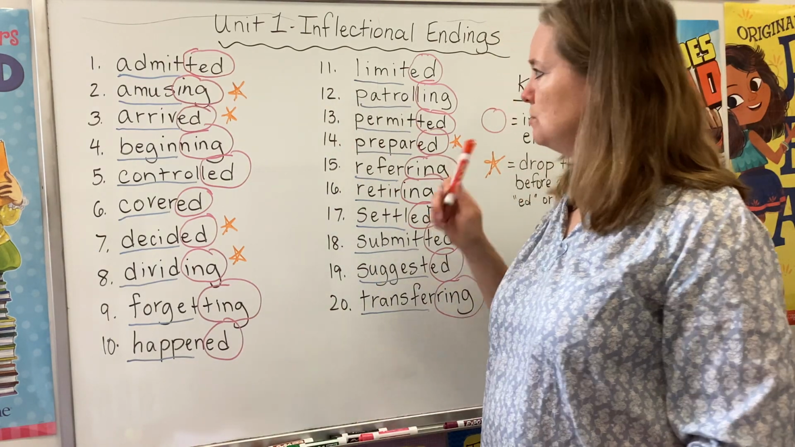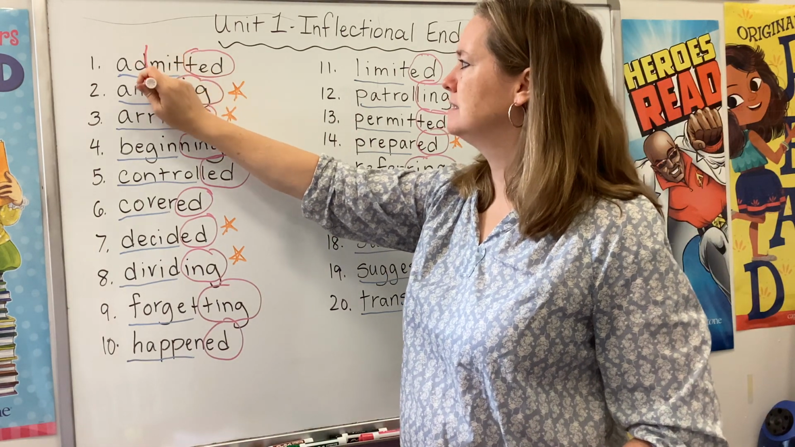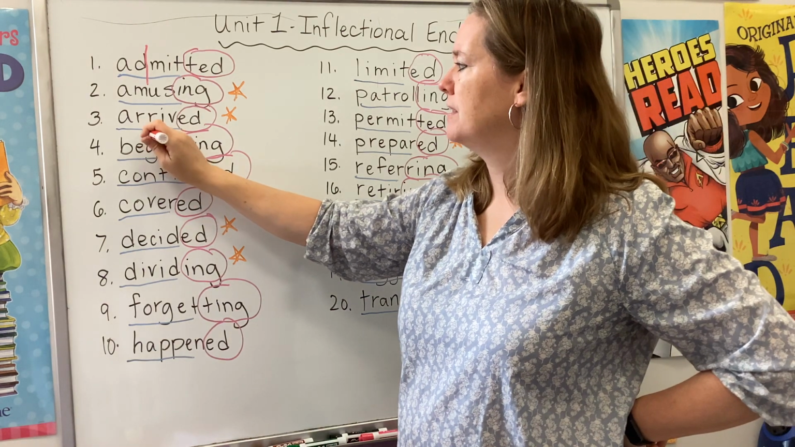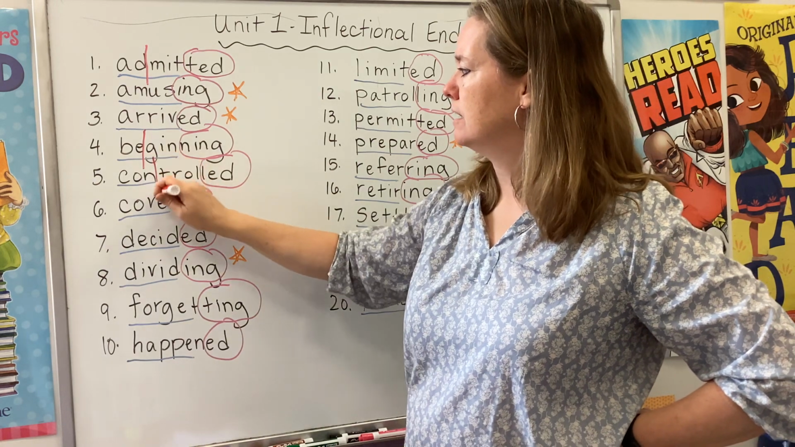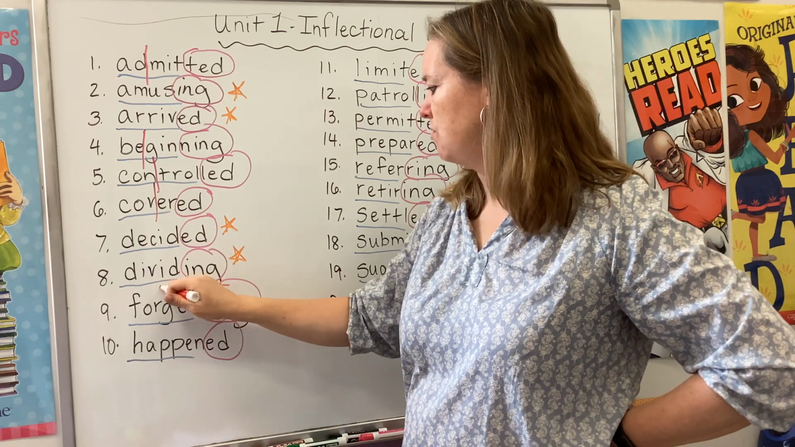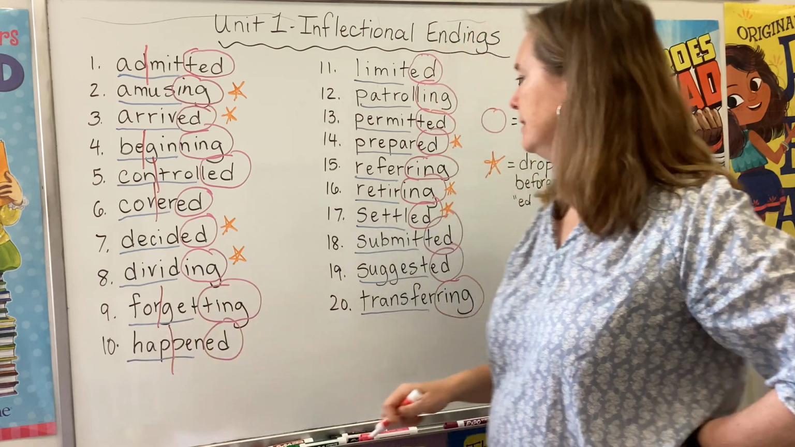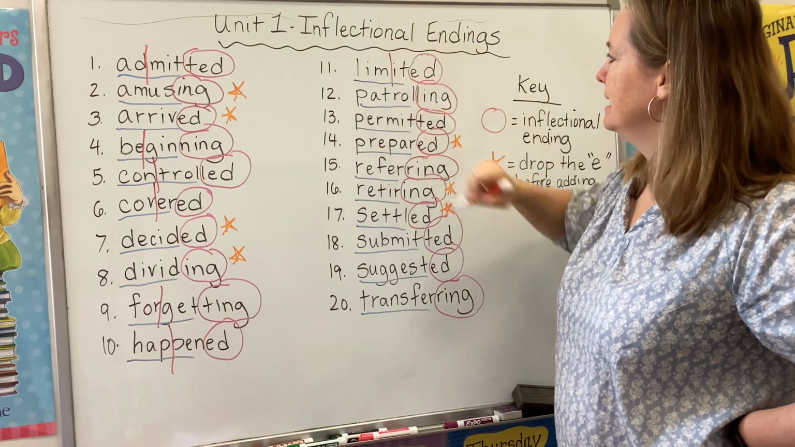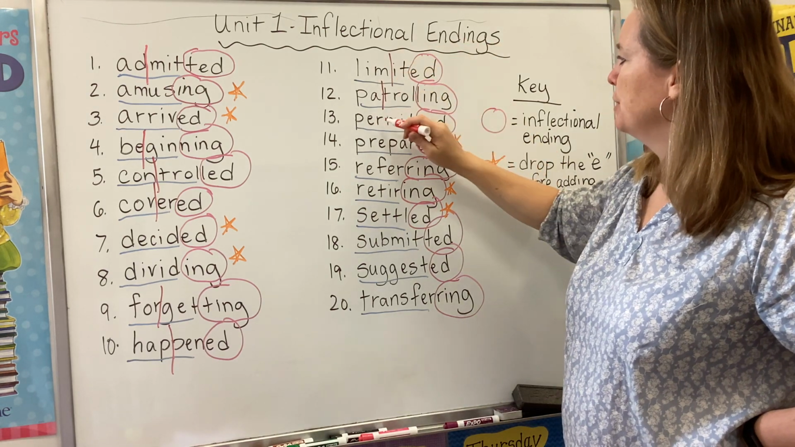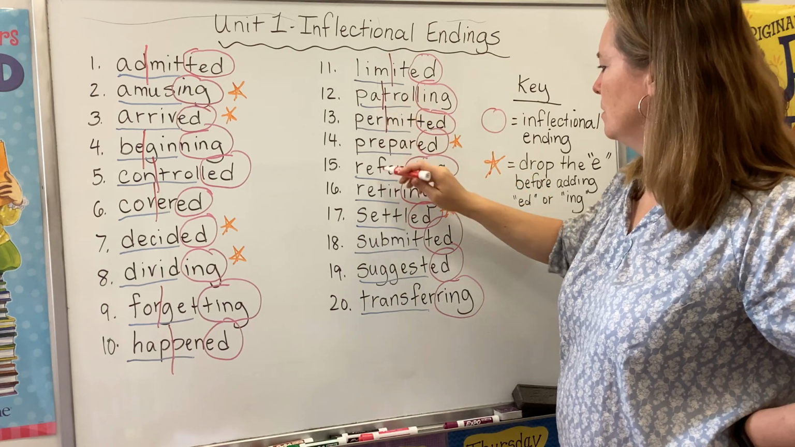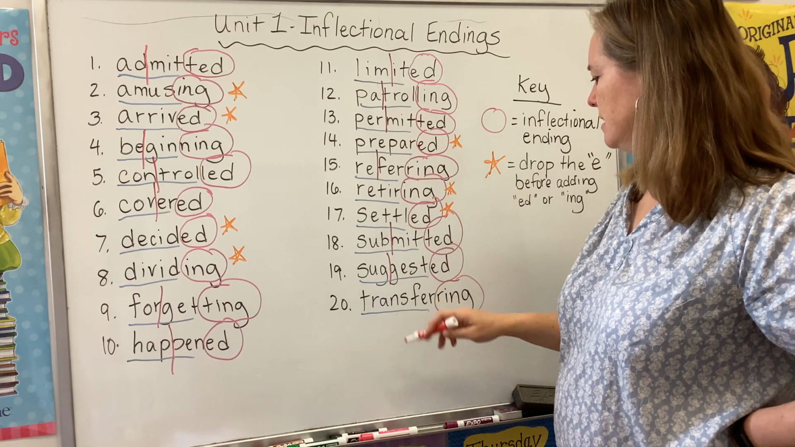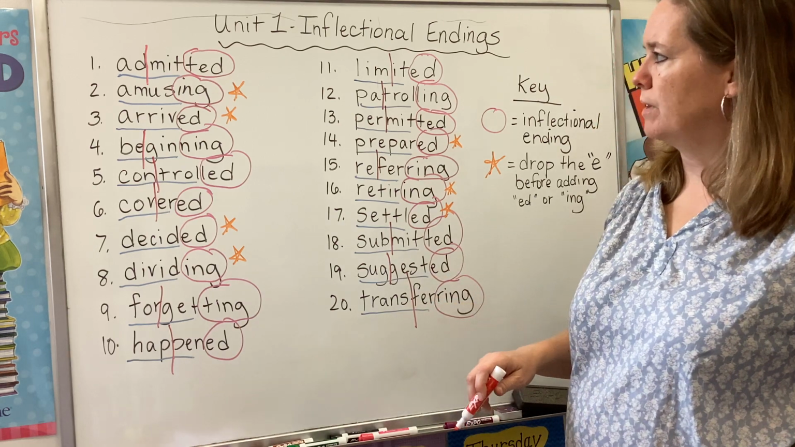Admit. I want you to choose another color, and I want you to slice the word admit into 2 syllables. Admit. Do the same thing with begin, control, cover, forget, happen, limited, patrol, permitted, refer, submit, suggest, and transfer. Okay, so notice what I did.